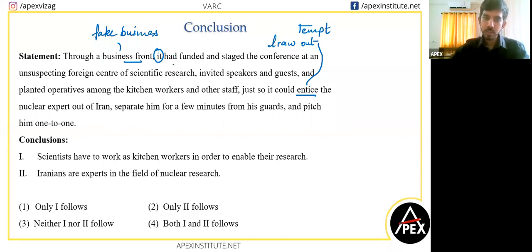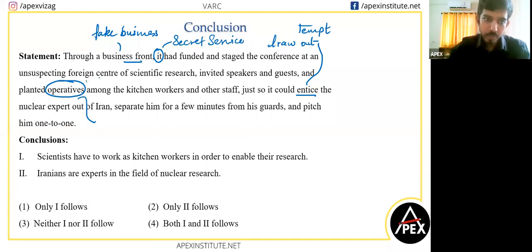Yeah, through a business front, it had funded and staged the conference at an unsuspecting foreign center of scientific research, inviting speakers and guests and planting operatives among kitchen workers and other staff. Operatives suggest that it is some sort of, like the FBI or the CIA, some secret service organization. We've all seen movies, no, about this secret service, those who are protecting their countries, but they are not the police, they are the secret service.